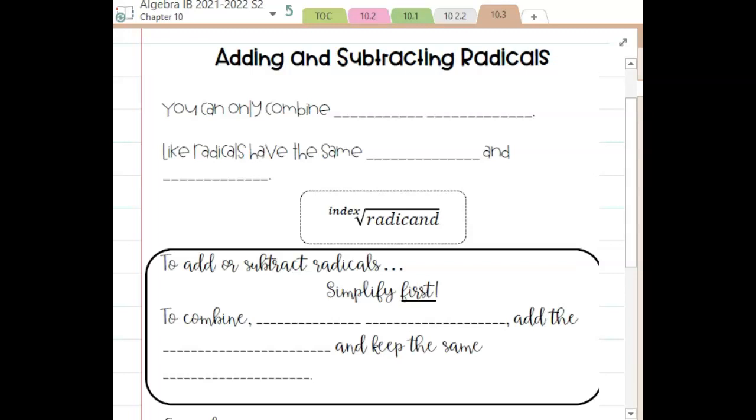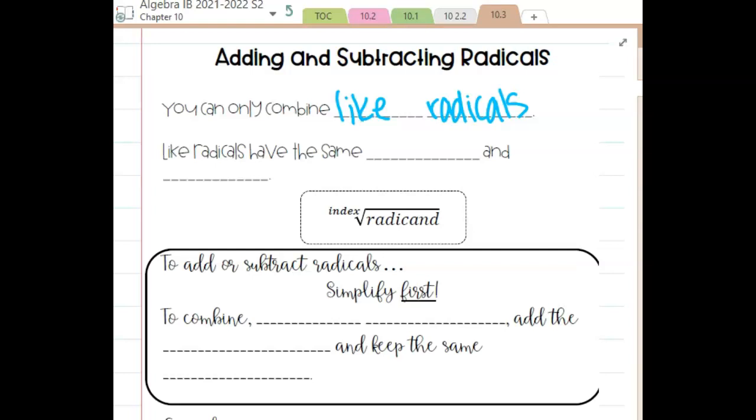So first thing, and this part hopefully is going to sound a little familiar from things we've been doing all year long. The first thing we need to know is you can only combine like radicals. You can only combine like radicals.